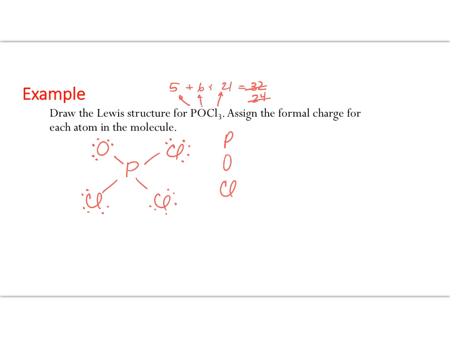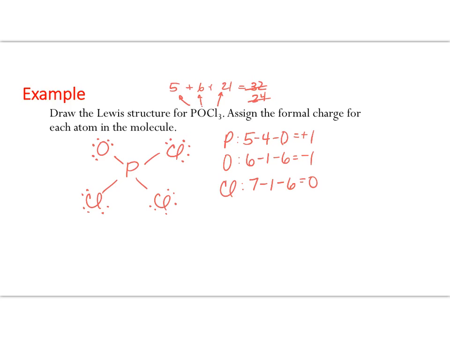The Cls will all have the same. So phosphorus is 5 minus 4 minus 0, which is plus 1. Oxygen would be 6 minus 1 minus 6, which is negative 1. And then each chlorine is going to be 7 minus 1 minus 6, which is 0.